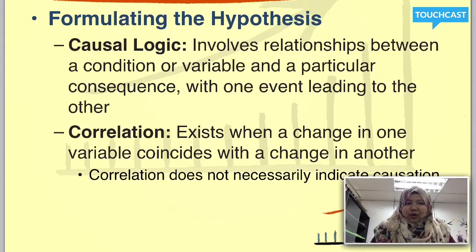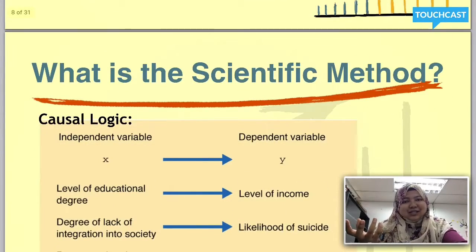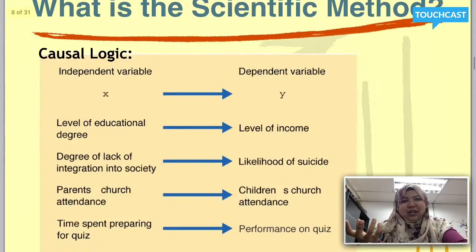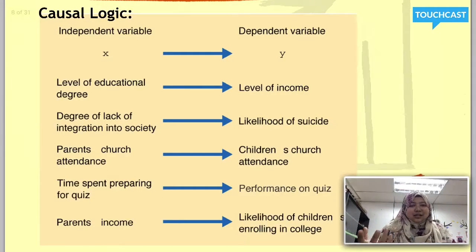So next, moving on to correlation. Correlation is when a change in one variable coincides with a change in another. So when you give more effort, you will get a good grade. But it doesn't necessarily mention cause and effect. So you can see here in the slide.